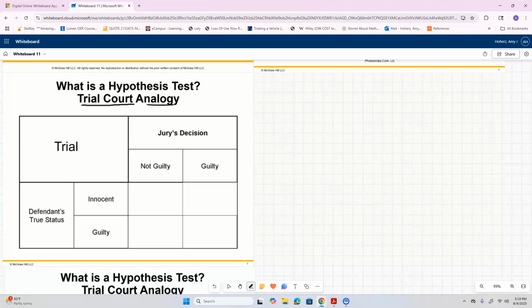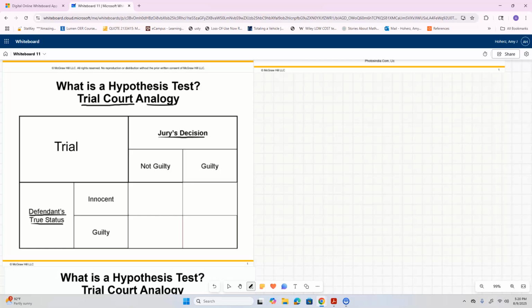So we're going to start by talking about how things can come out, what the outcomes are in a trial. In a trial, we have the jury's decision, and we also have the defendant's true status. When you put someone on trial, you charge them with something, that doesn't change the truth of what happened. By taking them to trial, it doesn't change whether they actually did whatever crime they're being charged with or didn't do it. What the trial does is try to find out the truth.